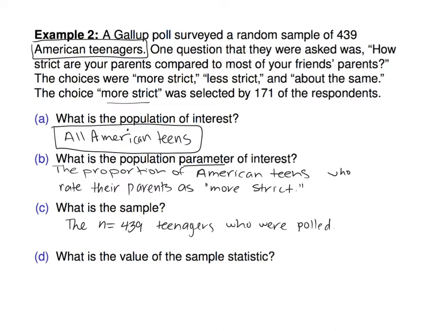And what is the value of the sample statistic? Make sure you use proper notation here. p hat equals 171 out of 439, which is about 0.39, or 39%.